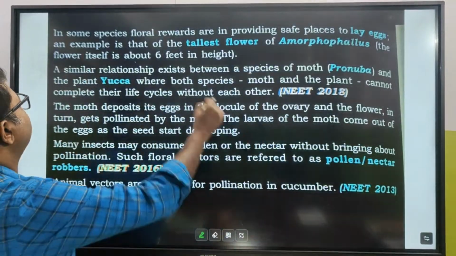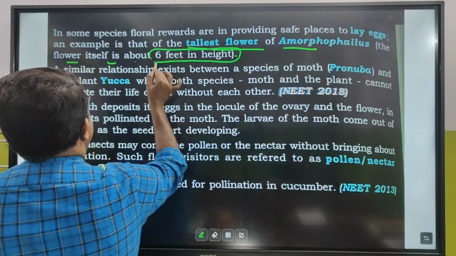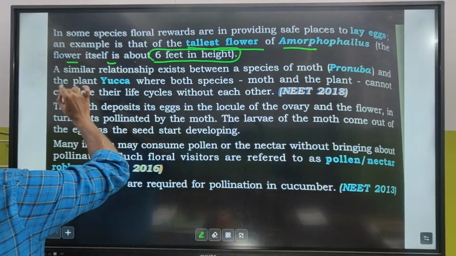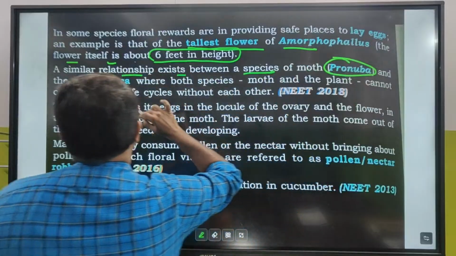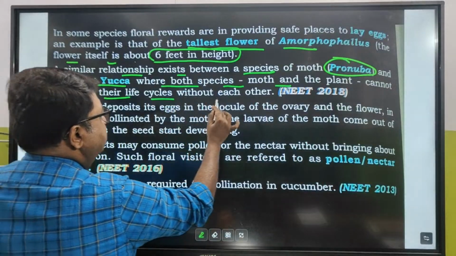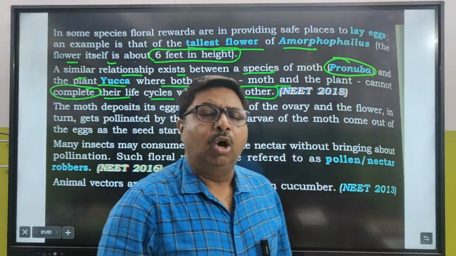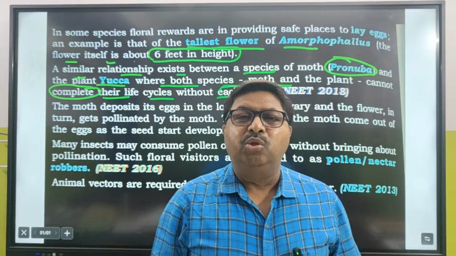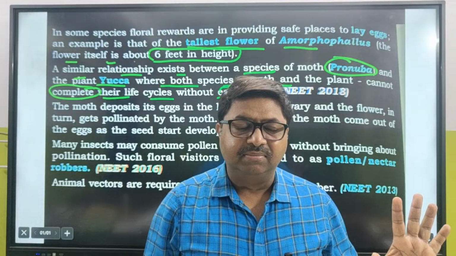The tallest flower of Amorphophallus, the flower itself is about 6 feet in height. Okay, a similar relationship exists between a species of moth, Pronuba, and the plant yucca, where both species, moth and the plant, cannot complete their life cycle without each other. What kind of relationship do they have? Obligatory or non-obligatory? Obligatory. Strict relationship है. एक दूसरे के बिना मर जाएगा. So this is called obligatory relationship, which we call mutualism.